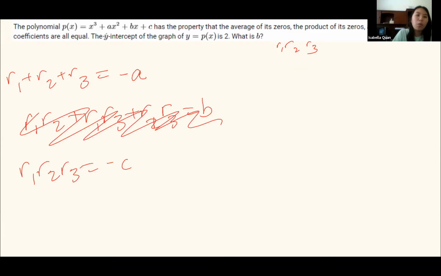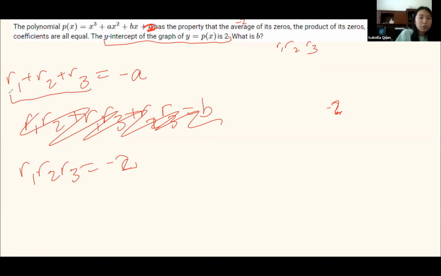So first of all, the y-intercept of this graph is 2, which means that C is 2. So we can just scratch that out. It's going to be 2. And this is going to be negative 2. Cool. That means that the product of its zeros is negative 2. Sorry, my brain kind of puzzled. So just keep in mind, this value is going to be negative 2. I've said that like 3 times, but keep in mind what you're looking for.